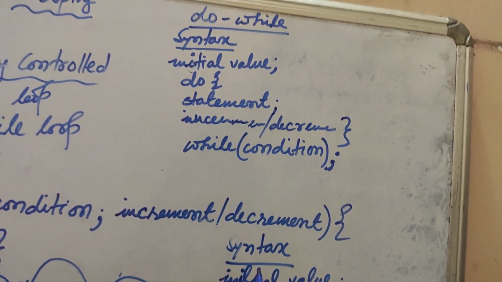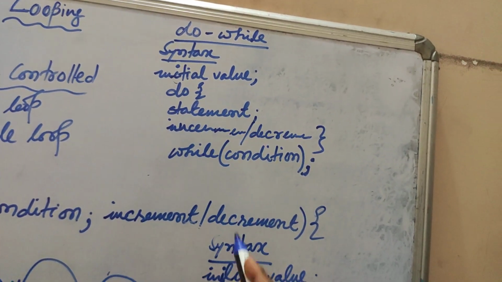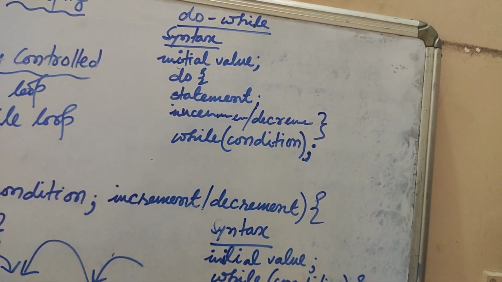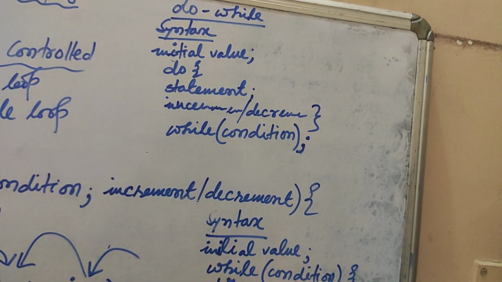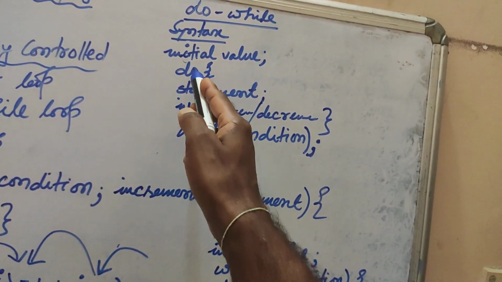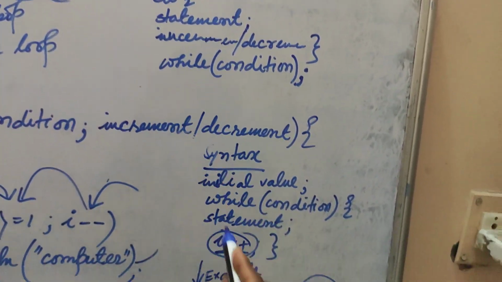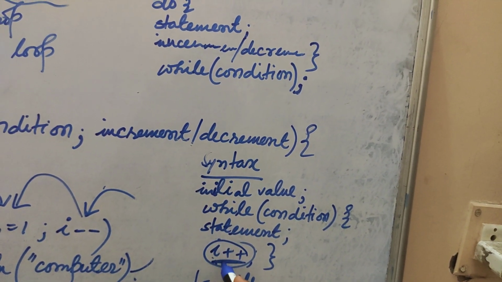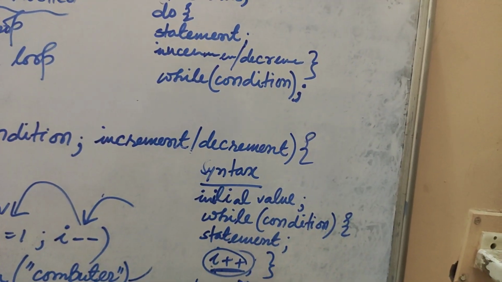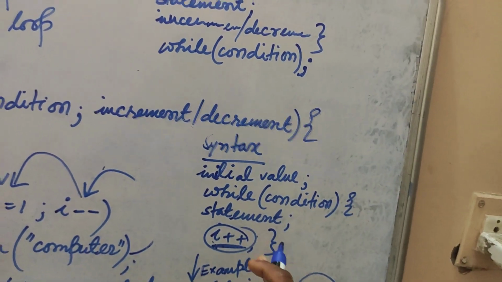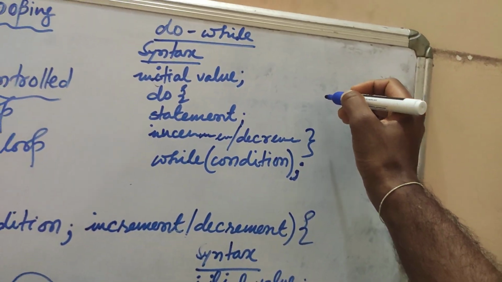Here see initial value, just follow these two: initial value, and instead of while we are writing do, statements, increment or decrement, then while, conditions. Same things. Now example.